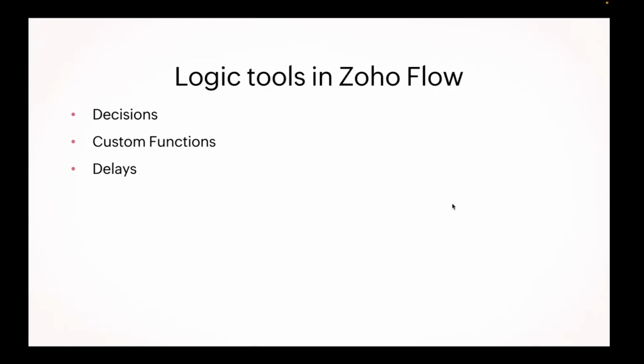Now, logic tools. What kind of logic tools do we offer, rather? We're talking about today at least three key logic tools that Zoho Flow offers: one, decisions; two, custom functions; and three, delays. Okay.